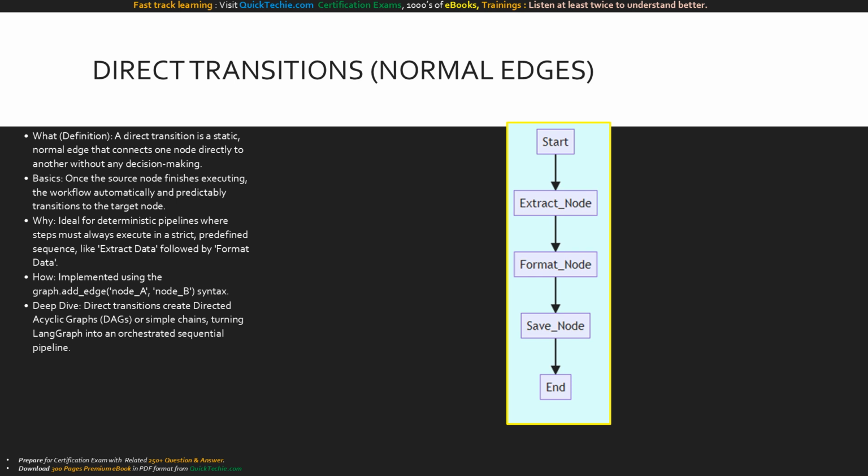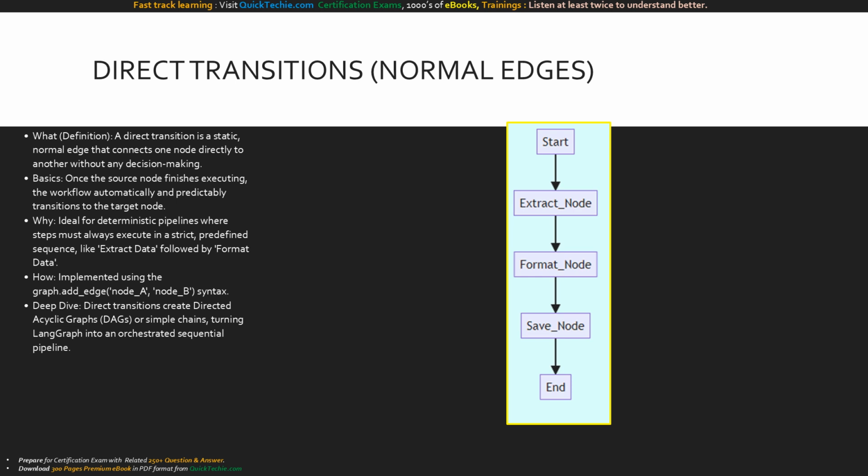For example, if you are building an ETL pipeline that extracts text from a PDF, splits it into chunks, and saves it to a database, there is no need for AI decision-making between those steps. They must happen sequentially. In LangGraph, implementing this is as simple as calling the addEdge method and passing the source and target node names. This essentially replicates traditional software pipelines, providing guaranteed execution order without cognitive overhead.